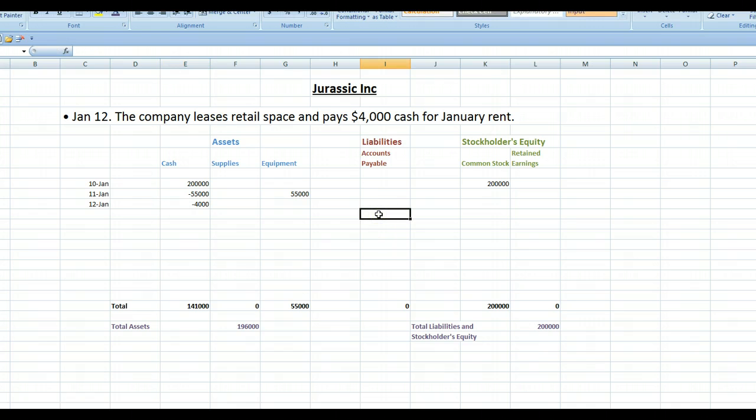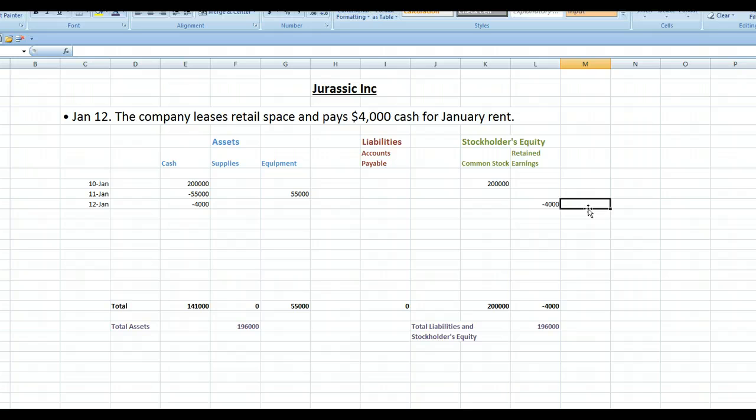What is the other side? There has to be an equal and opposite reaction. We paid rent. You know from chapter 1 that rent is an expense. Expenses decrease retained earnings. So what we do is we go to retained earnings and we subtract 4,000, because by definition an expense causes a decrease in retained earnings.